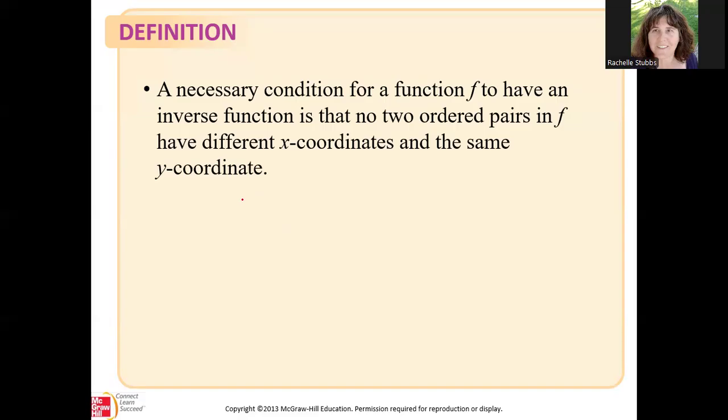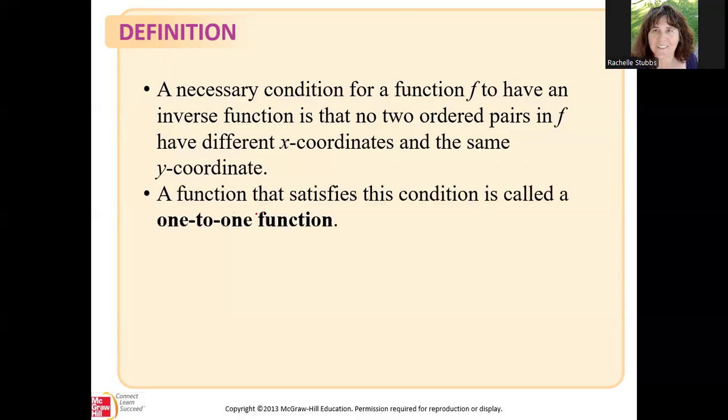Now we're going to talk about a one-to-one function. We're just getting some of the definitions out of the way. A necessary condition for a function f to have an inverse function is that no two ordered pairs in f have different x coordinates and the same y coordinates. Remember, in a function we couldn't have 3 and 2 and then 3 and -5, because we'd have the same x coordinates. But this rule also applies to the y coordinates. I couldn't have a y that had two different x coordinates. It only can match up 1-to-1.